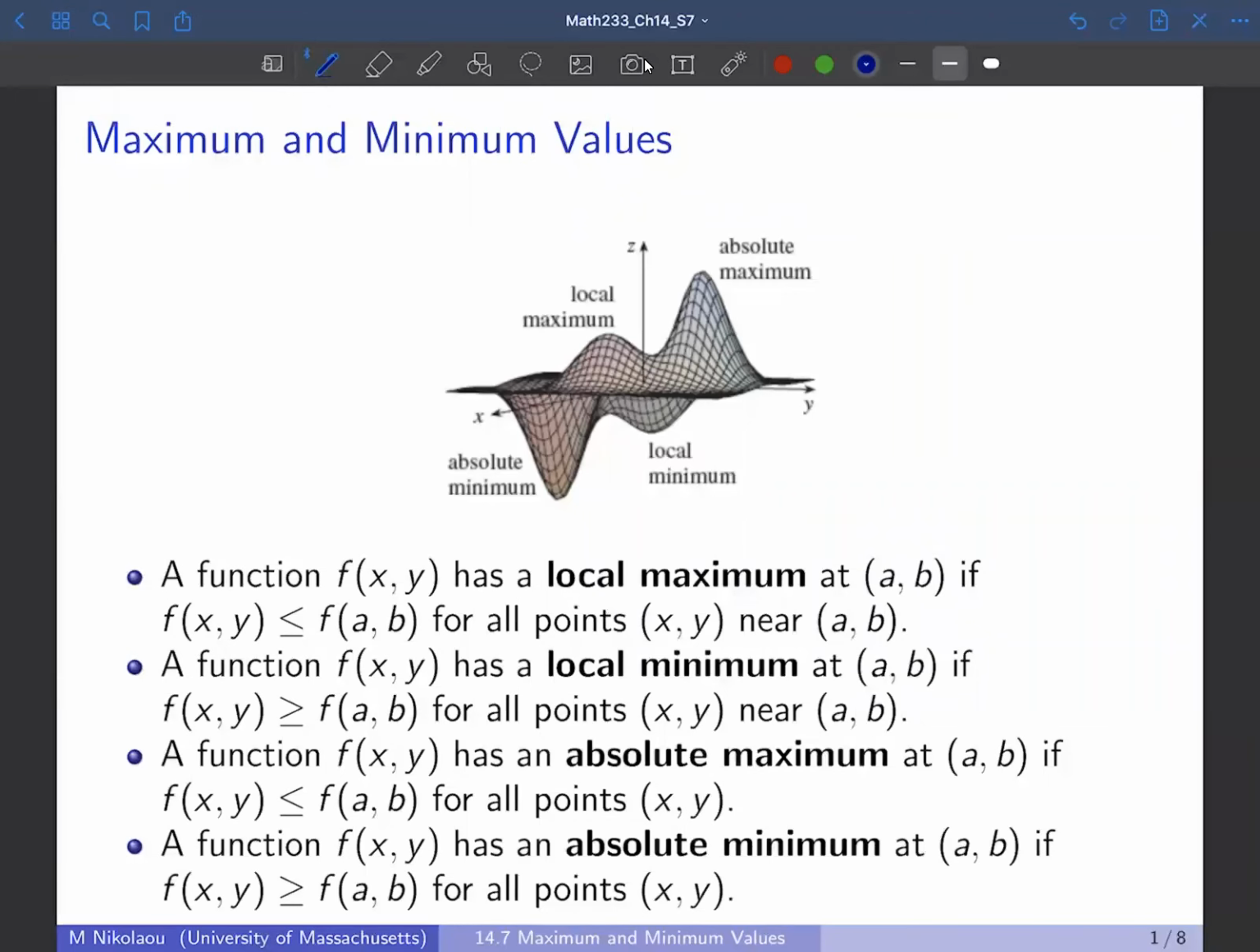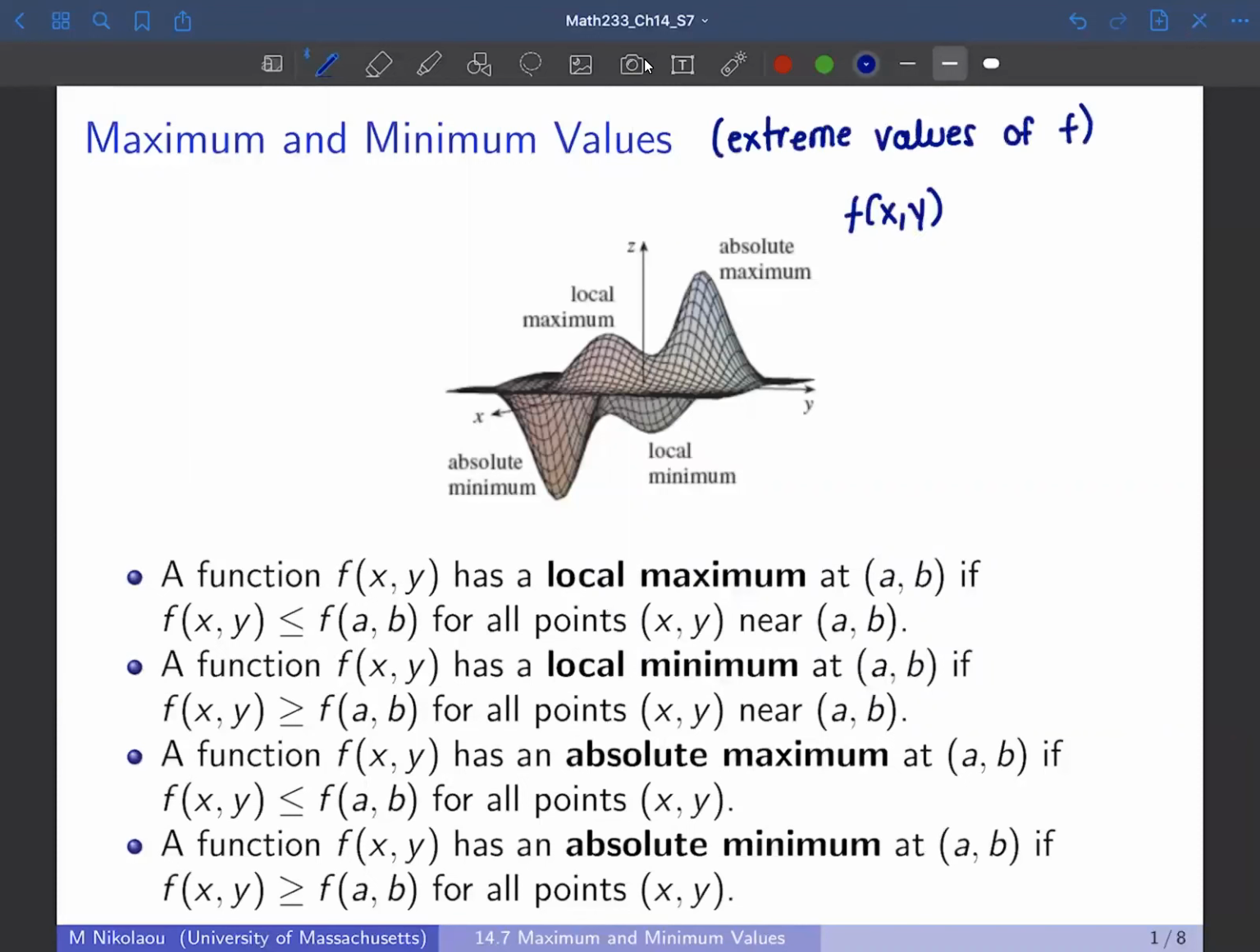In this video, we'll talk about the maximum and minimum values of a function, or as we call them, extreme values of the function. In particular, we'll talk about two variable functions. So we'll have that function f of x comma y.